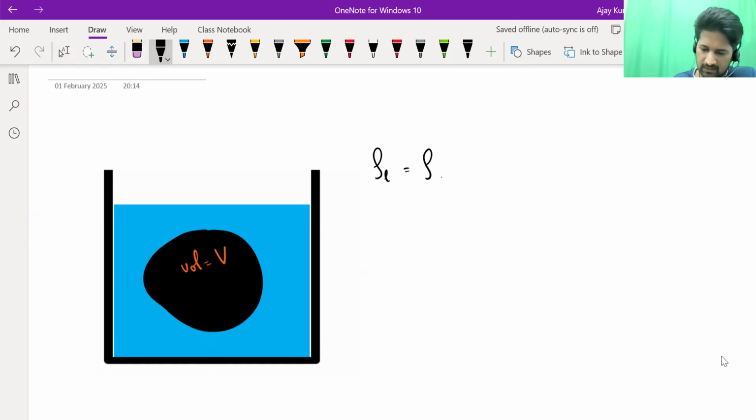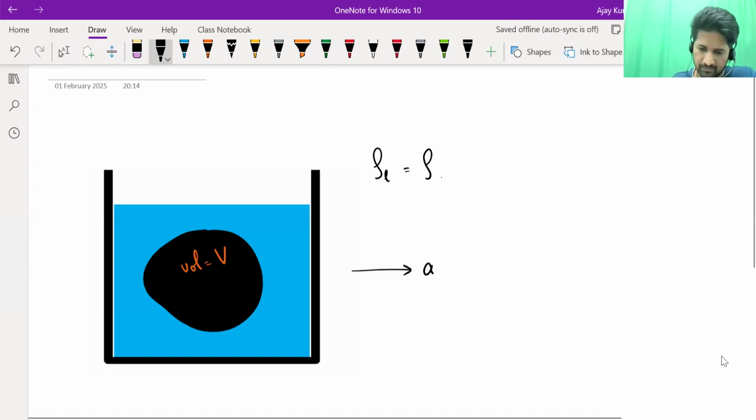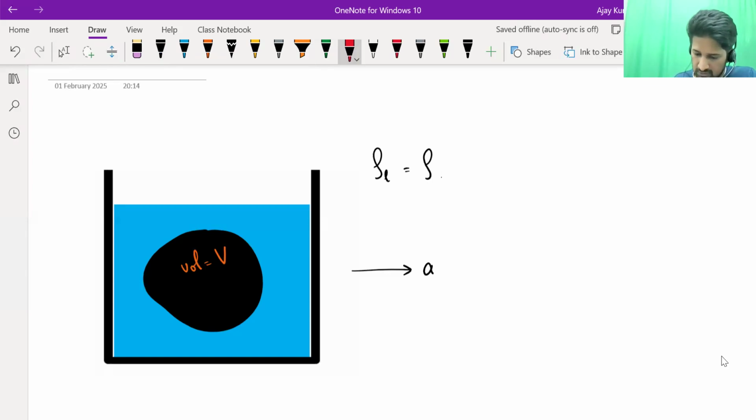Now, if the container has a horizontal acceleration, there will be a pressure gradient in the horizontal direction as well. There will be pressure variation in the horizontal direction. As a result, the forces from the right side will be weaker than forces from the left side. It will experience a buoyant force to the right. So derive an expression for the total buoyant force acting on this object. Try.